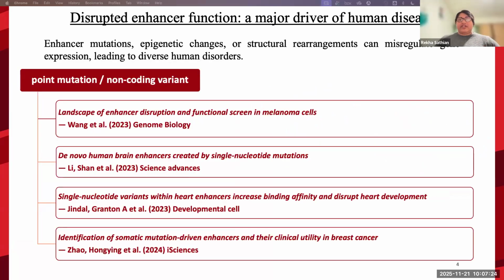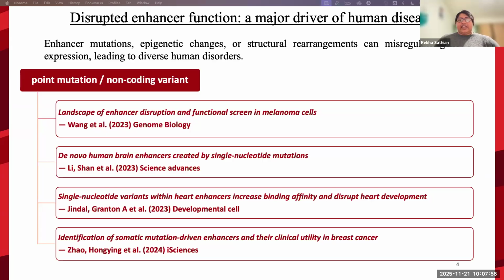Beyond their functional roles in gene regulation, enhancers also carry significant clinical relevance. When they malfunction, they directly contribute to human diseases, which are collectively known as enhanceropathies. This disruption can come from many directions. The most common one is the small non-coding mutation, or what you call short variants, within these enhancer regions. Some of the examples I have listed out were recently published.